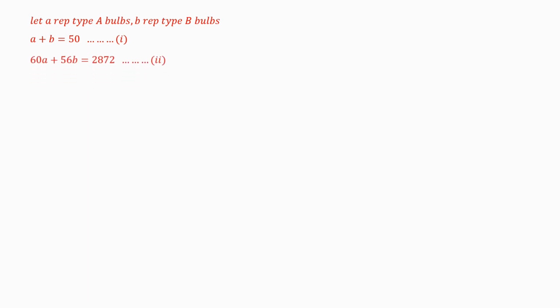So we shall let A represent type A bulbs and B represent type B bulbs. We know that the total is 50, so A plus B is equals to 50, and the prices were 60 and 56, and the total was 2,872. So 60A plus 56B is equals to 2872, and we shall let that be our second equation. We need to evaluate the value of A.